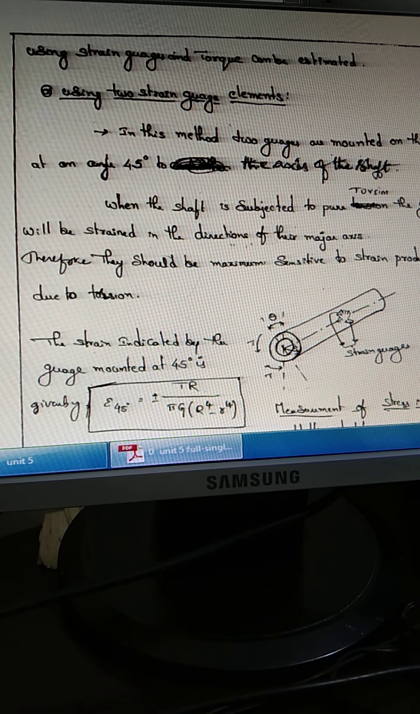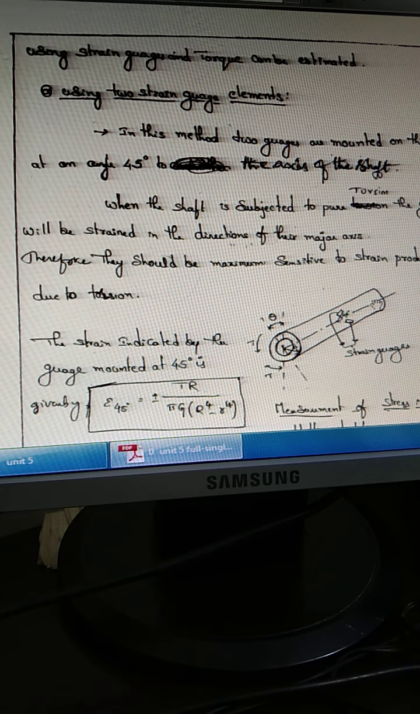Therefore, strain will be experienced by the strain gauge elements, and the resistance of these strain gauge elements changes. These resistance strain gauges are connected in a Wheatstone bridge. Previously the bridge is balanced. When no strain is applied to the shaft, the resistances of both the strain gauges are equal. Therefore, the output voltage of the Wheatstone bridge will be 0.